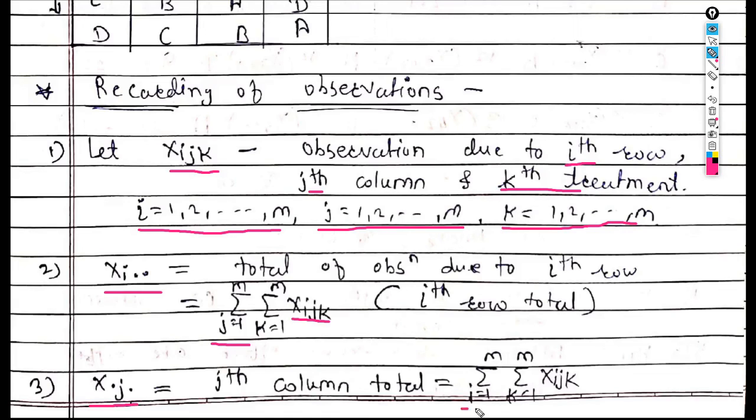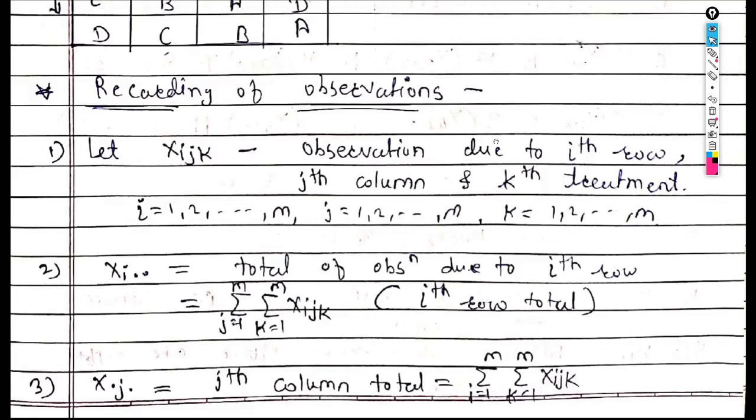Then similarly we get the jth column total, that is x_.j., and it is defined as summation over i, summation over k, x_ijk. So the jth column total means the total of all observations of the jth column. Whatever observations we have in the jth column, its total is nothing but the jth column total.